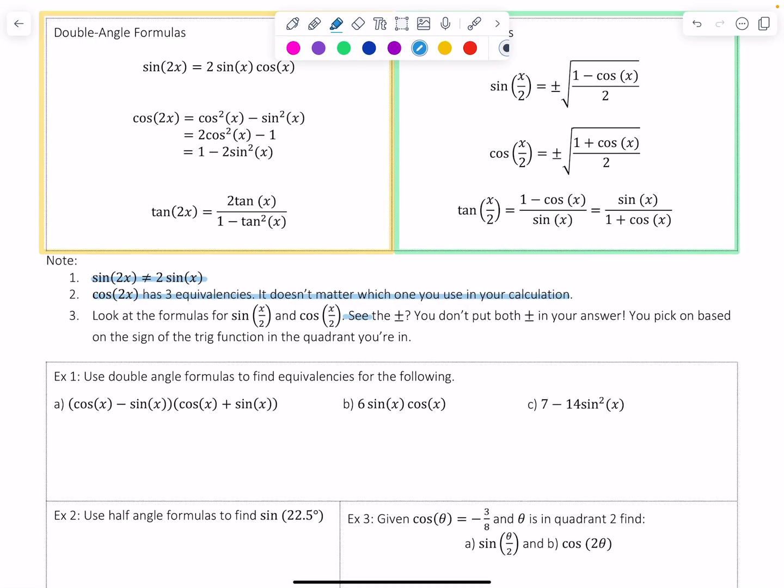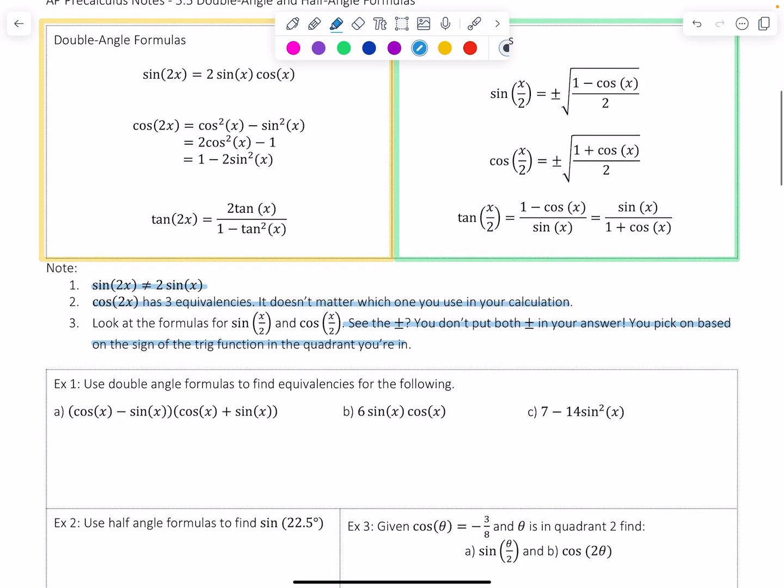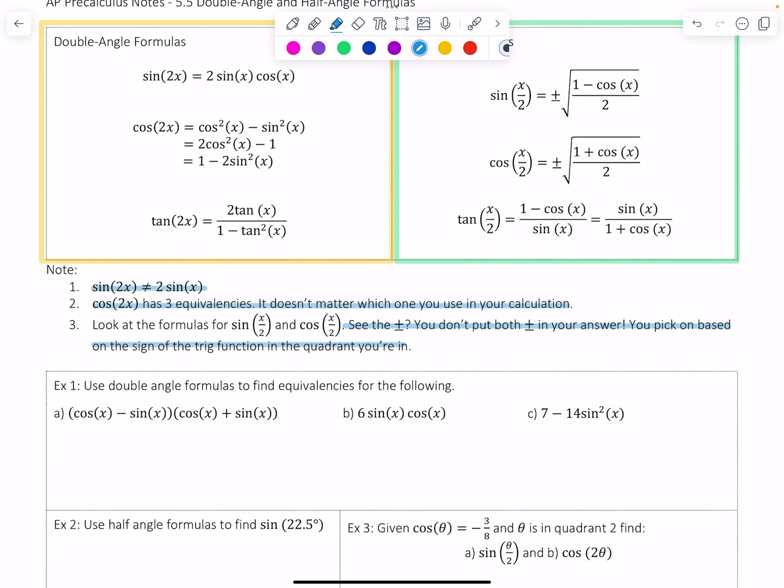Hey, you see that little plus or minus? You don't put both of them in your answer. You pick the one based on the sign of the trig function in the quadrant that you're in, okay? So it's not plus or minus, it's literally plus or minus, depending on what your answer is going to be.